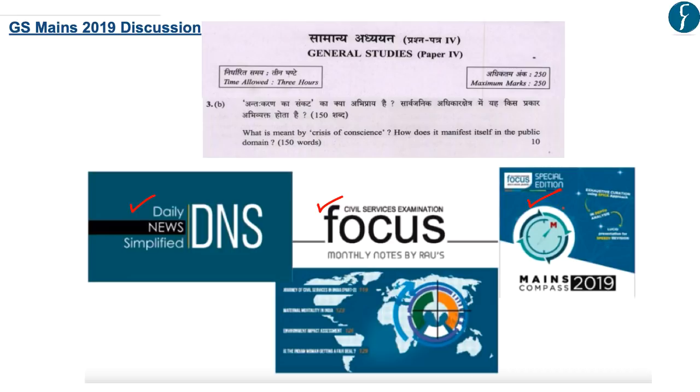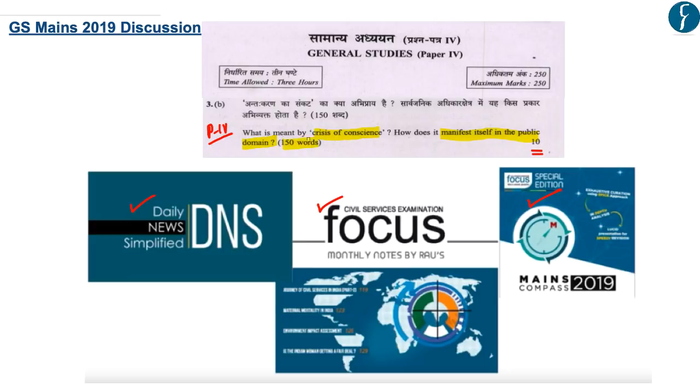In this edition, we will be discussing this question that appeared on General Studies paper 4 related to crisis of conscience for 10 marks. Now the question was fairly straightforward and read, what is meant by crisis of conscience? How does it manifest itself in the public domain? The question was asked for 10 marks and shall be written in 150 words.